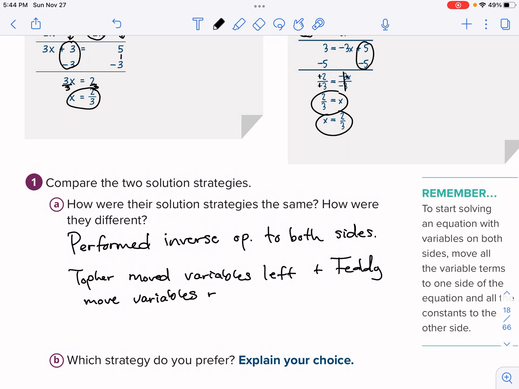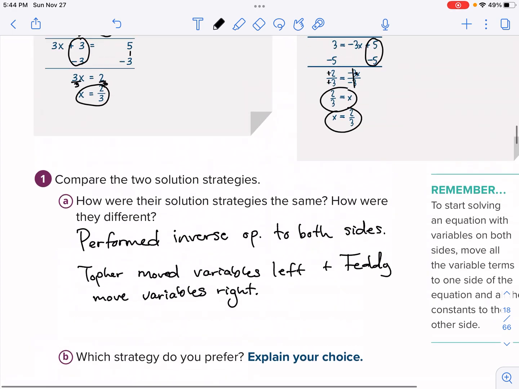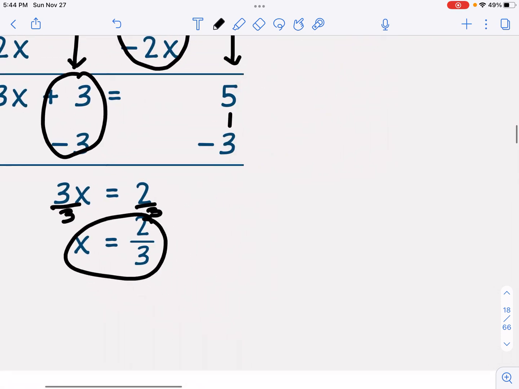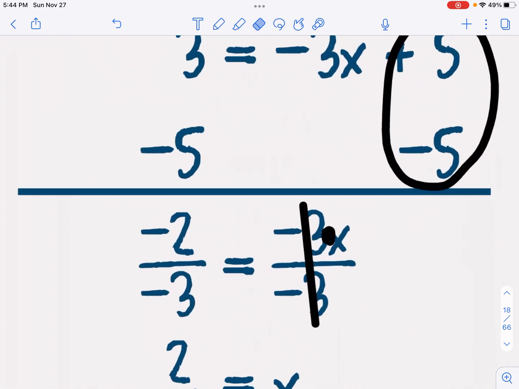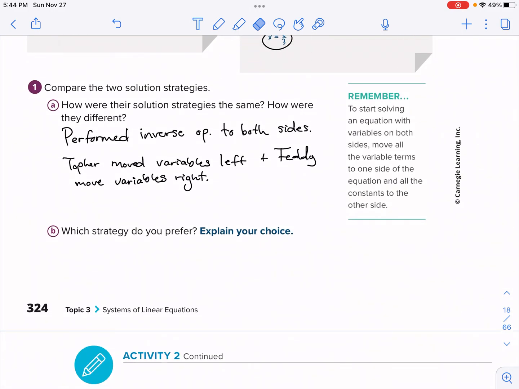So notice how, right? It actually does not matter. The answer is still the same in the end, right? As long as you're performing the correct inverse operation to both sides. Which strategy do you prefer? I'll leave this to you. Okay. For me, I probably prefer Topher's strategy just because I don't have any negatives in my answer, right? I'm not dividing by a negative 3, I'm dividing by a positive 3. Whereas Teddy did have a negative, right? These were initially negative here. But all in all, besides that, it's all the same to me. Okay. All right, let's move on to the next page, 325.